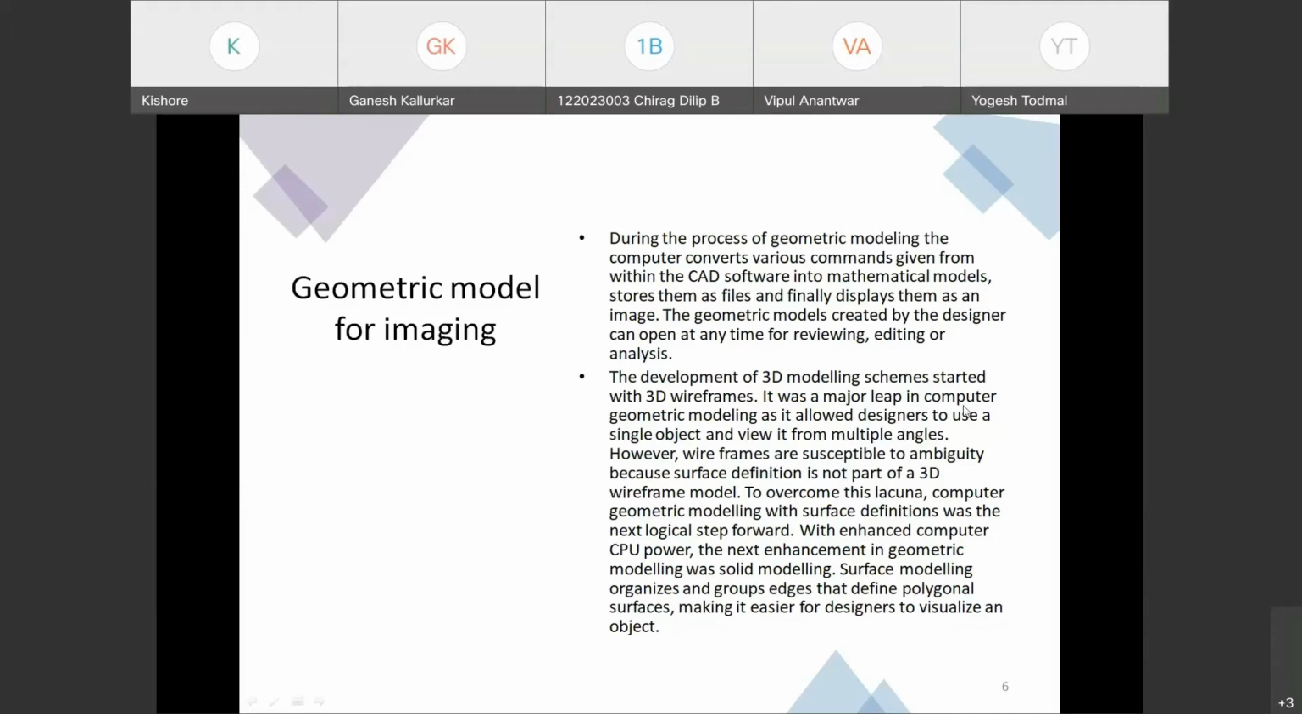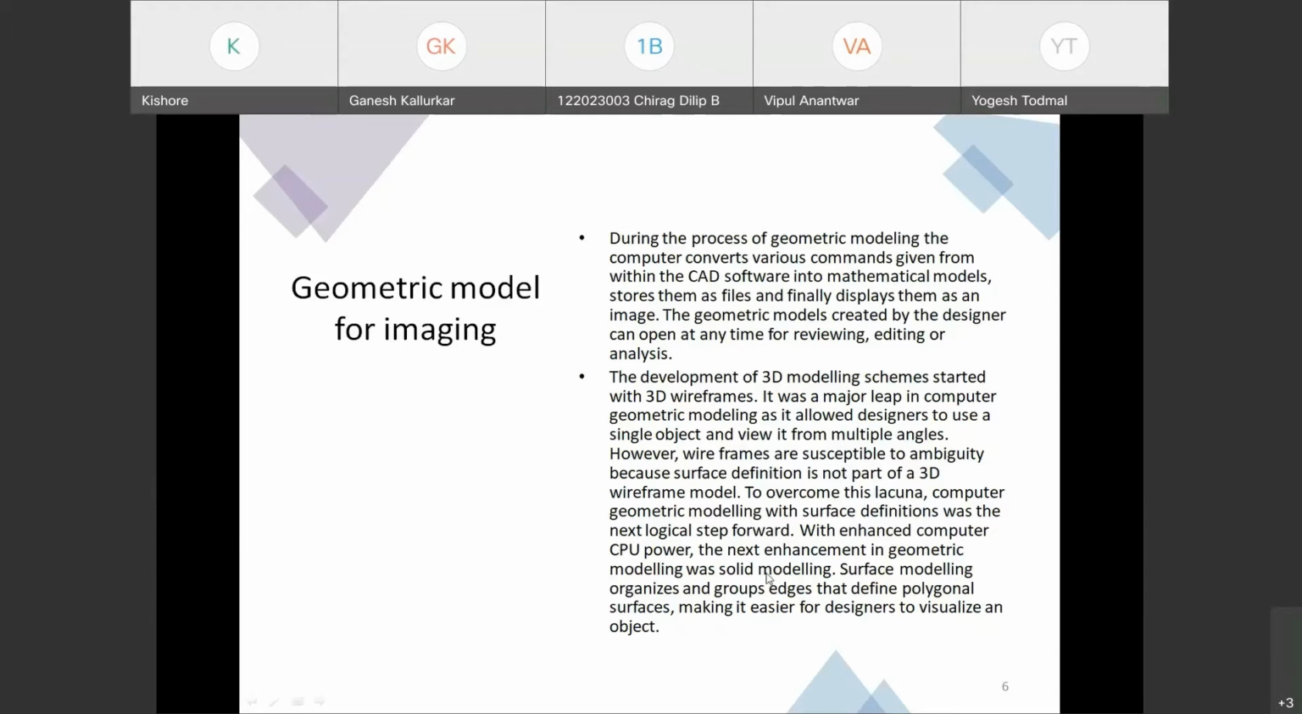It was a major step in computer geometric modeling as it allowed designers to use a single object and view it from multiple angles. However, wireframes are susceptible to ambiguity since surface definition is not part of a 3D wireframe. Like I said, it is represented by various lines and curves. Sometimes it does not give proper intuition of a certain surface. Okay, it is left to the imagination of the user how he interprets these curves.